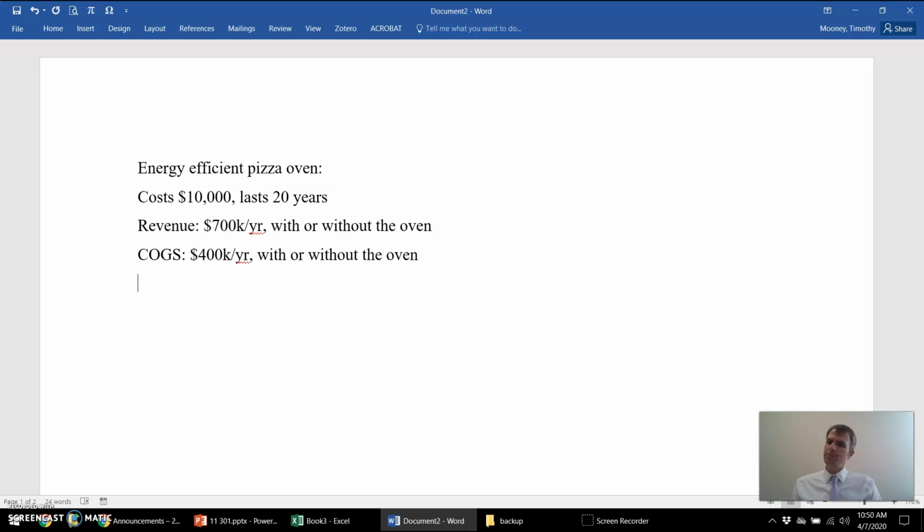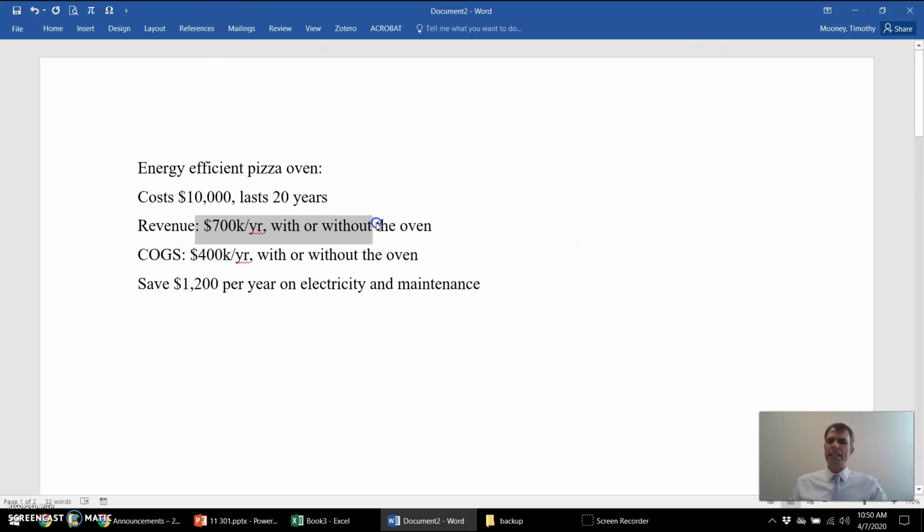So this oven doesn't make pizzas faster. It doesn't make them more cheaply. It doesn't make pizza that tastes more delicious. The only thing about this oven that's unique is that we save $1,200 per year on electricity and maintenance.